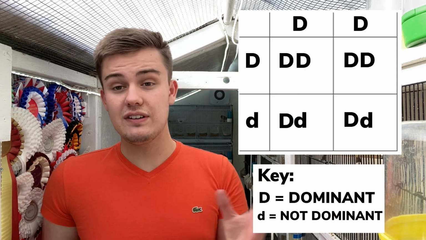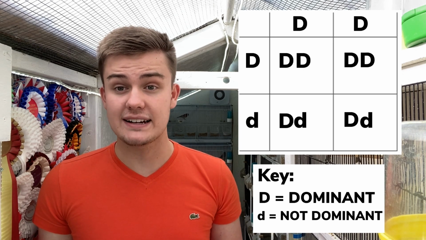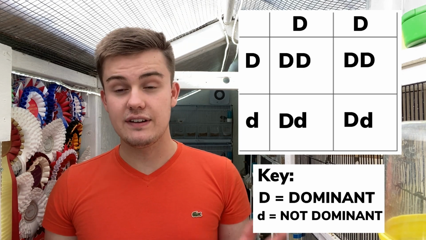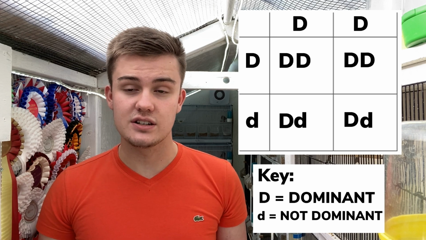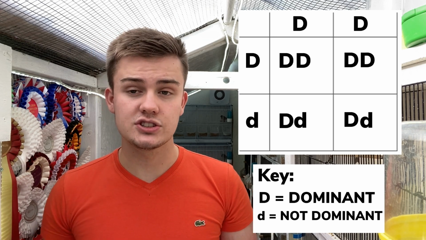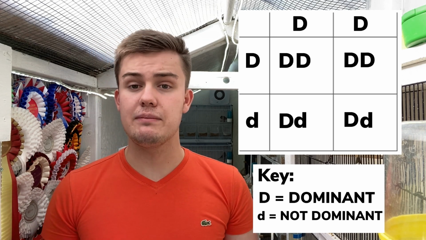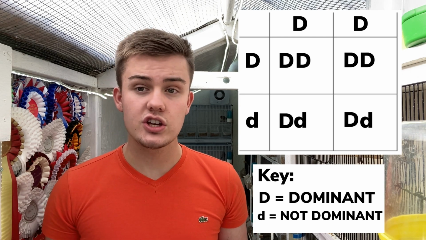So if you pair then a double factor bird to a single factor bird, you're going to produce a 50% chance of double factor dominant, and a 50% chance of single factor dominant. Now, how can you tell this apart? So two ways in particular that stand out to me are: first, test crossing.